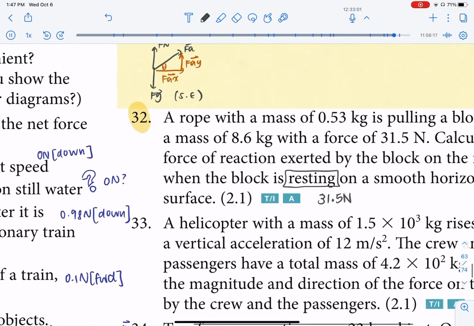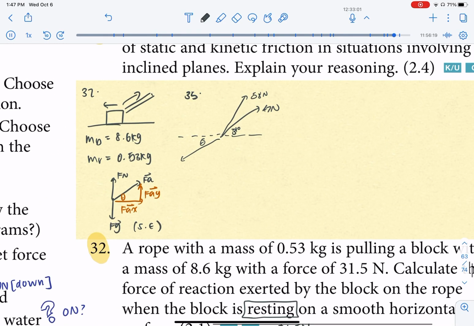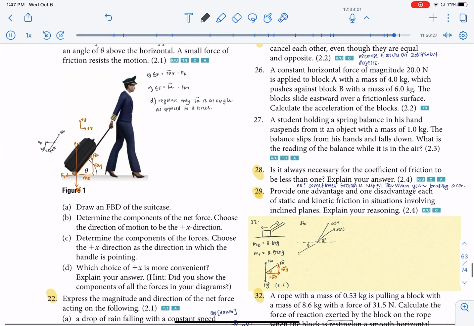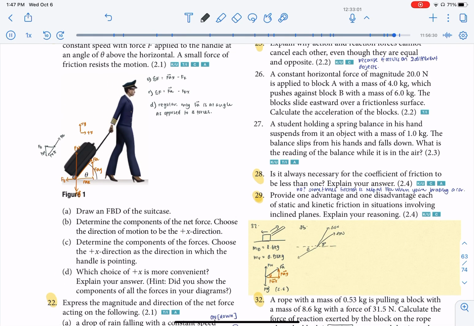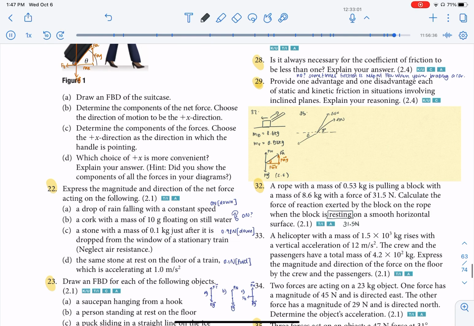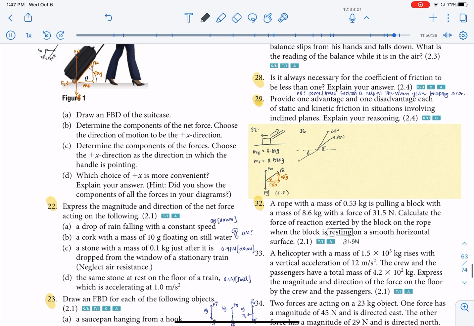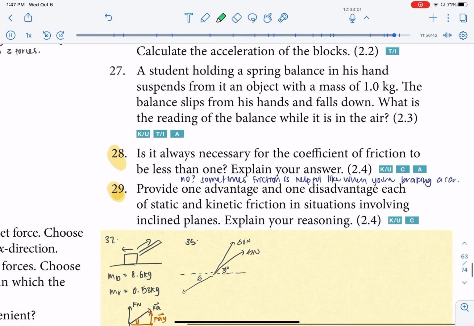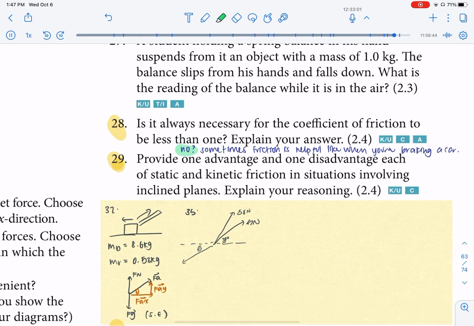Stone with a mass just after it's dropped from a window. This one you'd have to calculate, right? Because that would just be gravity, so whatever, it'd be 0.98. We do the math. And it says the same stone at rest on the floor of the train, which is accelerating at 1 meter per second squared. And that should be 9.8 newtons, right? Because it's Newton's second law. Net force equals mass times acceleration.